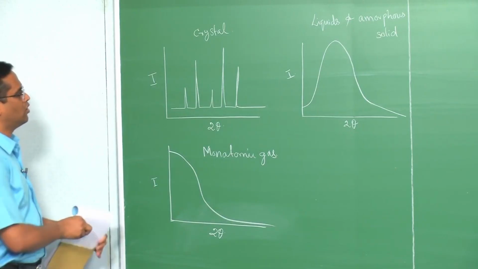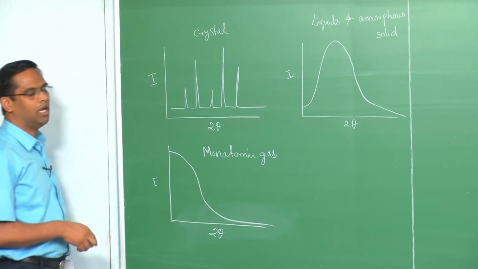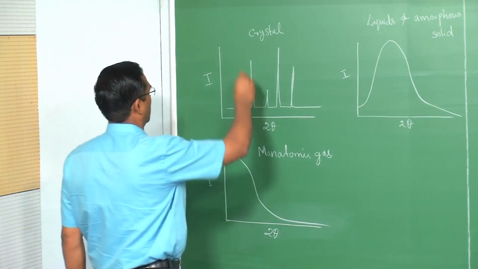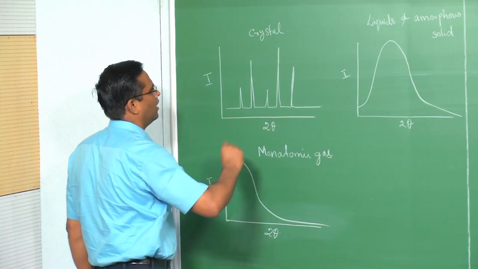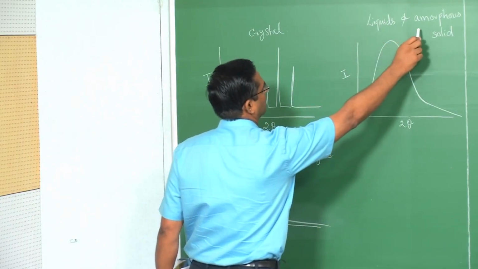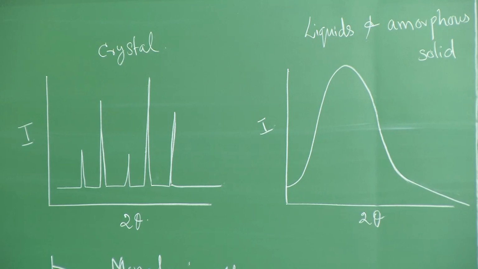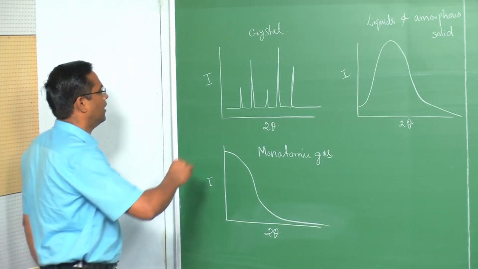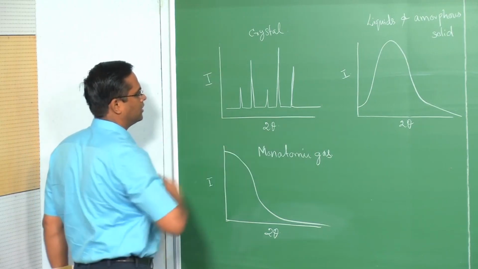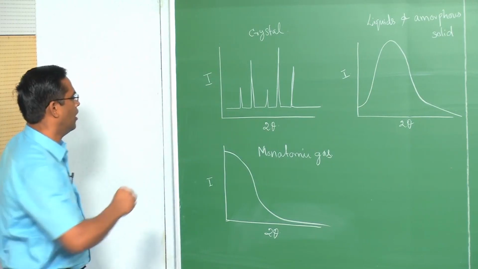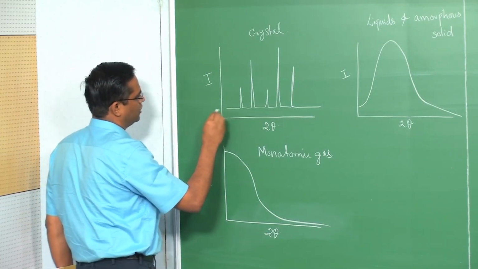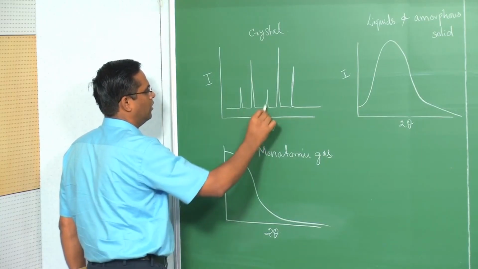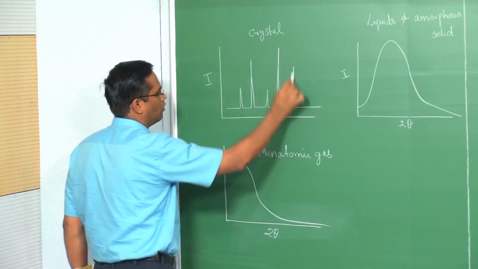So, what I have drawn is a typical X-ray diffraction pattern from 3 different kinds of materials. One is a crystal, the other is for liquids and an amorphous solid, and then you have a monatomic gas. So, what do we understand from this? This is now well known to us. The intensity is almost 0, except at particular 2 theta values, typically known as Bragg angles.